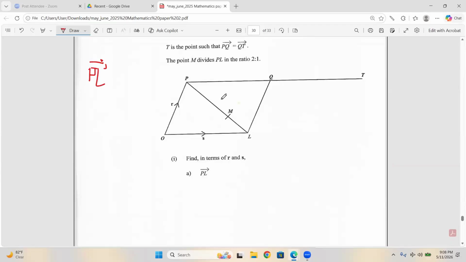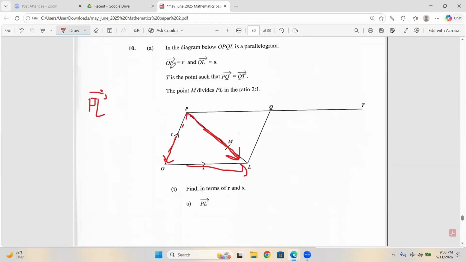PL. Where's PL? From here to here, right? It means we're starting from P and ending at L. We could go from P to O and then continue from O to L. But do we have PO? We have OP, so we can work with it as the opposite vector. We start from P to O and continue from O to L. We have OL. Bravo.